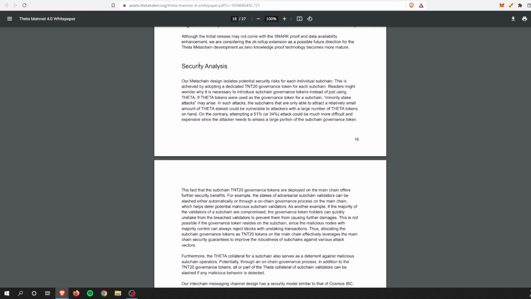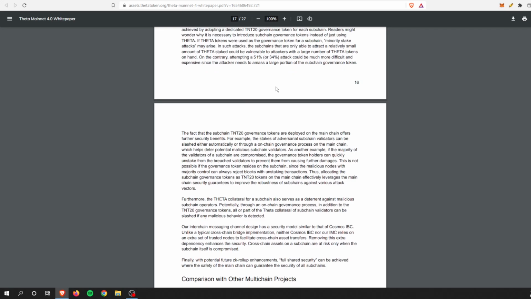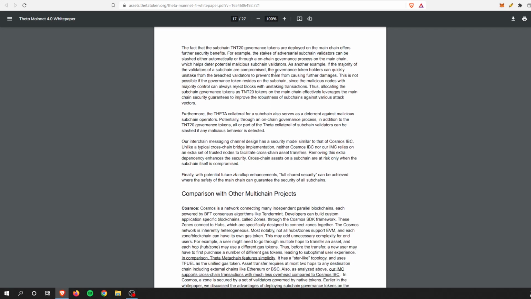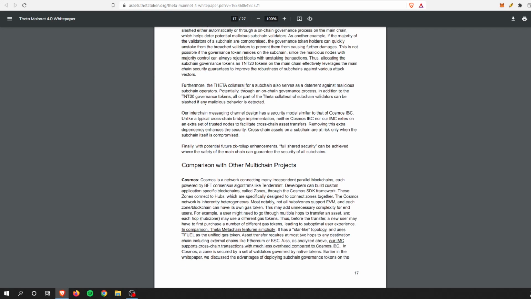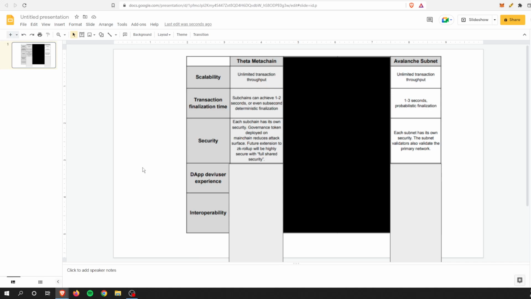And it's kind of broken down in these paragraphs over here, and it makes it harder to get to that 51% and do that 51% attack. So like they say, with the potential future zero knowledge rollups enhancements, shared security will be achieved. So safety of the main chain can guarantee the security of all subchains, something that they will continue to work on for the future. So the next thing is the DApp, developer and user experience.